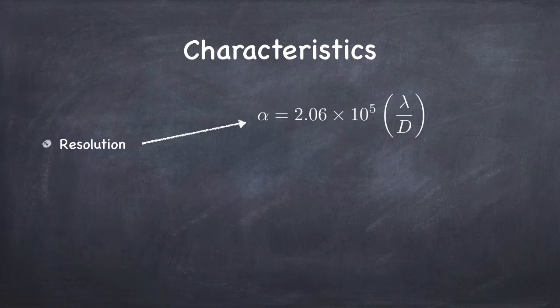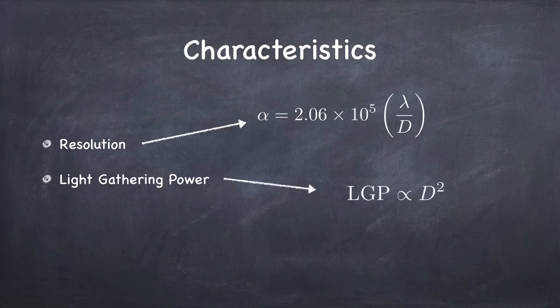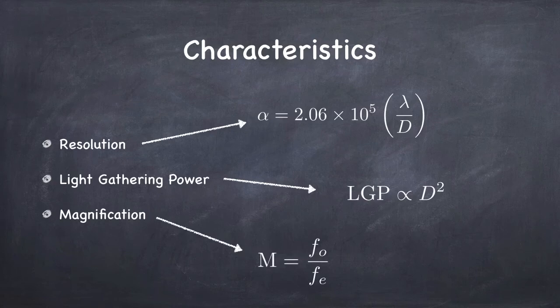So to get the same resolution in a radio telescope that you'd have in a visual light telescope, you need a much, much larger diameter. Light gathering power is simply a measure of the size of the bucket. It turns out the bucket's area is the important quantity. So the light gathering power goes like the diameter of the telescope squared. So if you have a telescope that's 10 times the diameter, it'll have 100 times the light gathering power. And finally, the magnification I already spoke about has to do with the focal length of the objective element and the eyepiece element. So whether it's a mirror or a lens doesn't really matter. It's the focal length of the objective divided by the focal length of the eyepiece. And that's the idea.